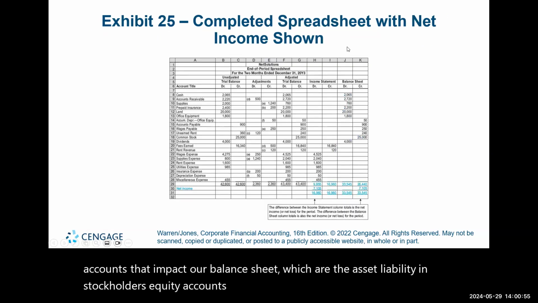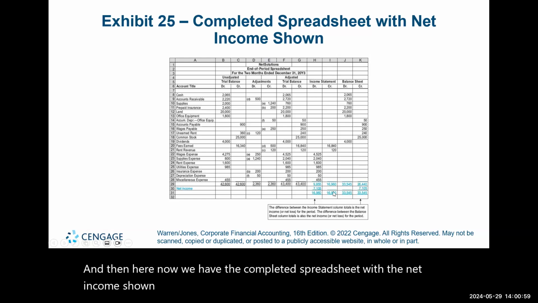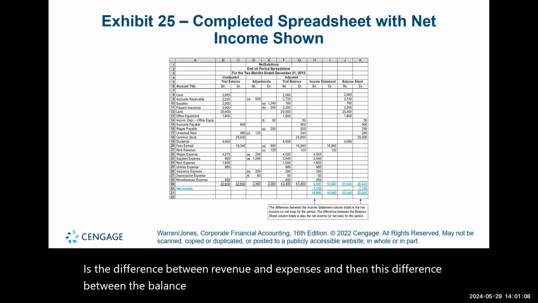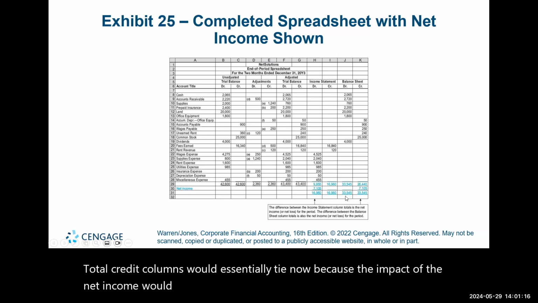And then here now we have the completed spreadsheet with the net income shown. So the net income, as we know, is the difference between revenue and expenses. And then this difference between the balance sheet total credit columns would essentially tie now, because the impact of the net income would cause it to balance.